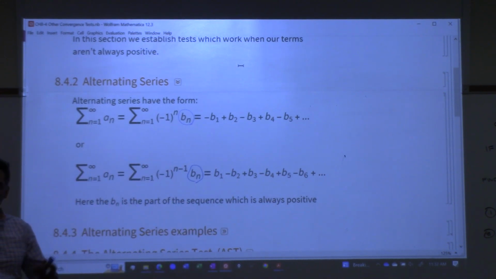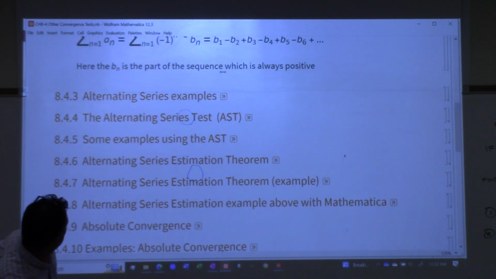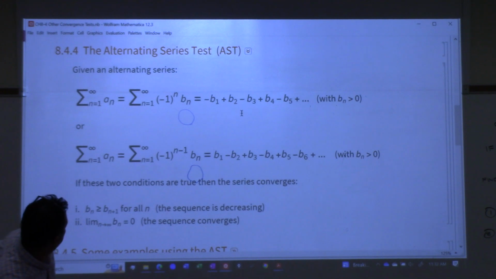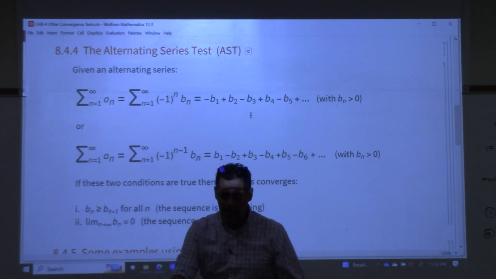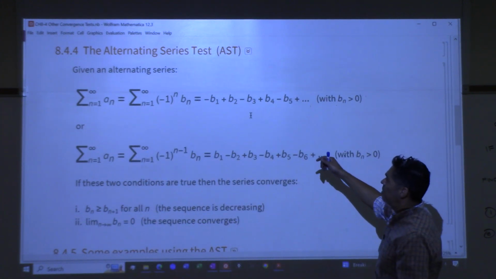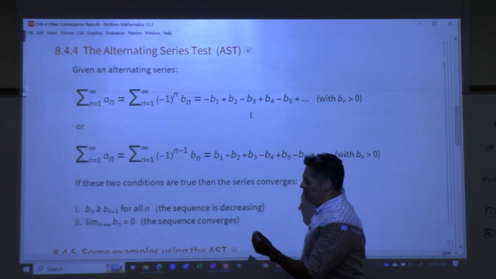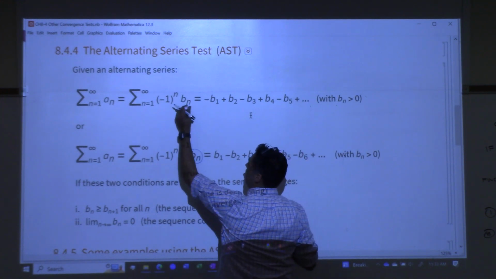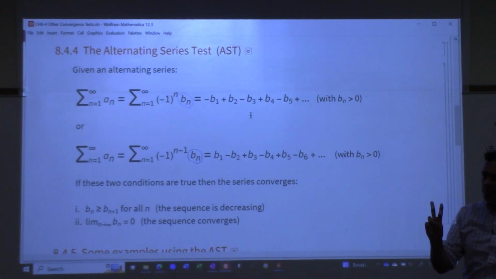It only works on alternating series, all right? You cannot use this test if you have a series that doesn't alternate, all right? And the test is really, really easy to use and really nice. Here's the test. So the test says, if you have an alternating series, whether or not it starts negative or positive, doesn't matter which one you have, you're going to focus all of your attention on that b sub n, the part that's positive, and you're just going to run 2 quick tests on that piece.